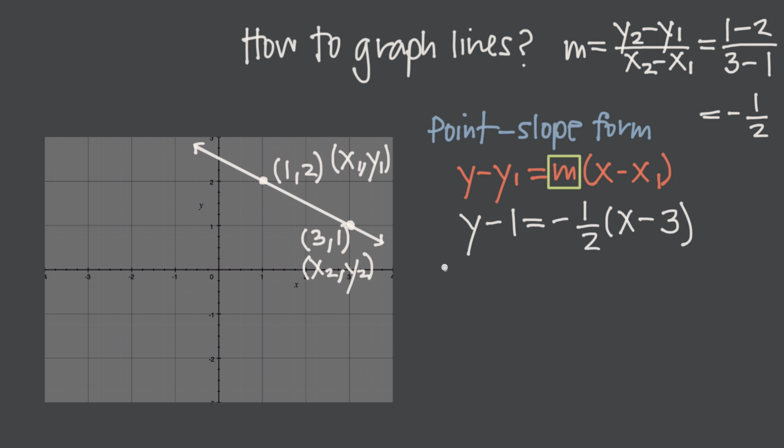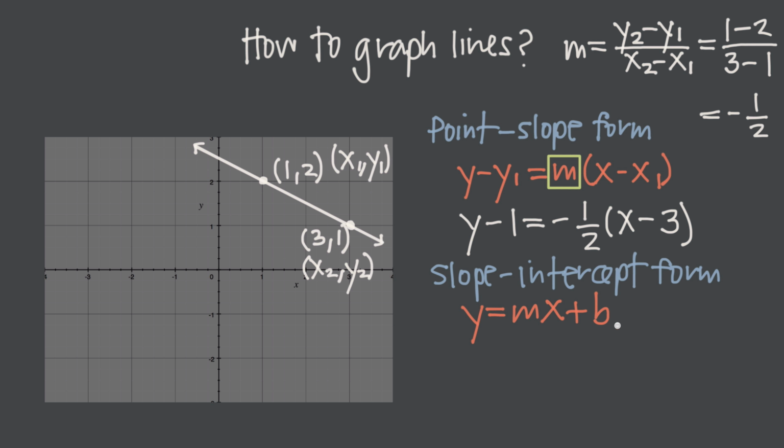Now what about slope-intercept form for the equation of the line? The formula here is going to be y equals mx plus b. As always, m is our slope, and b will be the y-intercept. Remember, the y-intercept is the point at which our graph crosses the y-axis. In this particular line, this point right here is where the line crosses the y-axis, so whatever point that is would be the y-intercept.